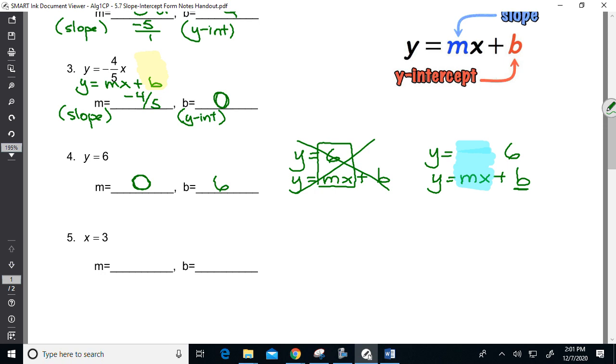If it's supposed to be the m, it will always have x next to it. If it's supposed to be a slope, then it should be attached to the variable x. The slope is the number that's attached to x. The y-intercept is the number that has no variable attached to it. But that is, of course, if it's y equals.